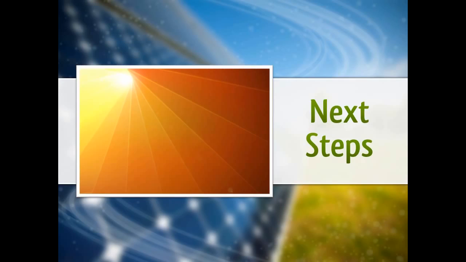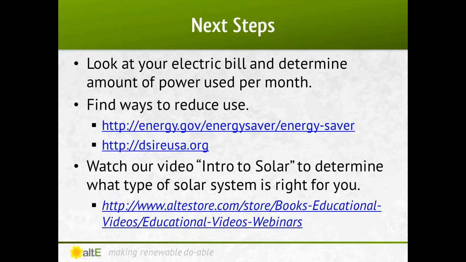Now that you have the basic understanding, what's next? Look at your electric bill and see how much power you use each month. Look for seasonal trends to help you determine biggest use and perhaps your first steps to reduce that use. There are many resources available to help you find ways to reduce waste. You can start at energy.gov. Additionally, many electric companies have energy efficiency programs available for free. The Desire USA website will list rebates available in the USA, both federally and locally.